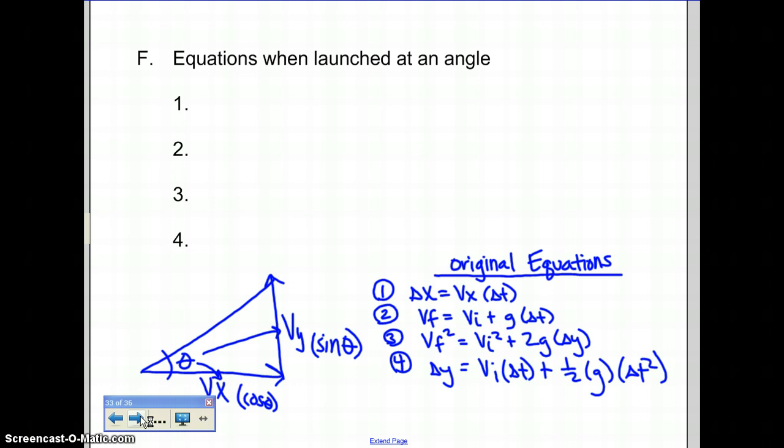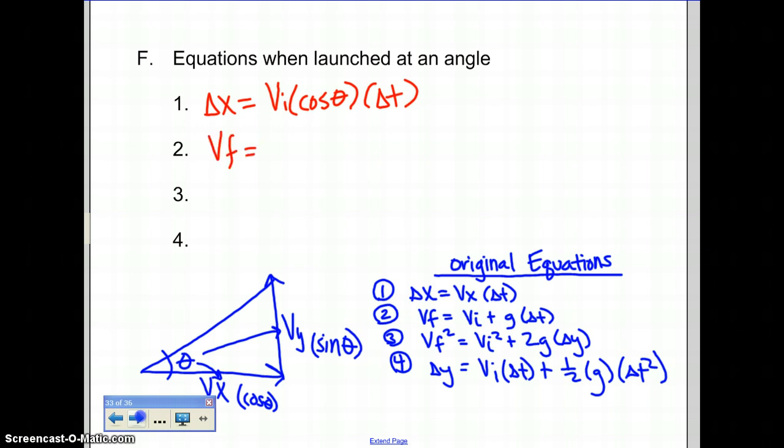Okay, so our original equations are over here in blue. What do you have to do to turn these original equations into projectiles launched at an angle? Once again, I said you gotta include either the cosine function or the sine function with the initial velocity. So let's rewrite number 1 again. Number 1 is now going to be delta x equals Vi, and hopefully you got that, cosine theta times delta t.